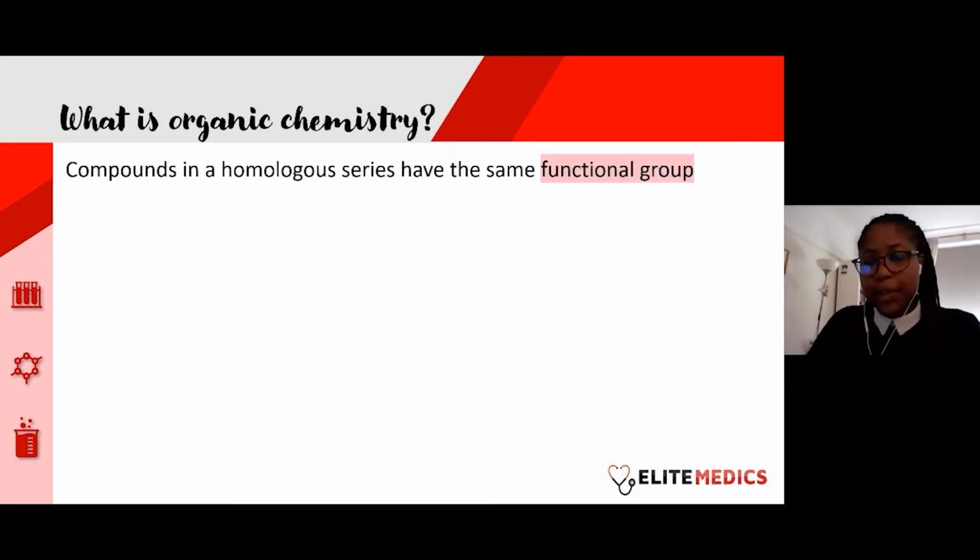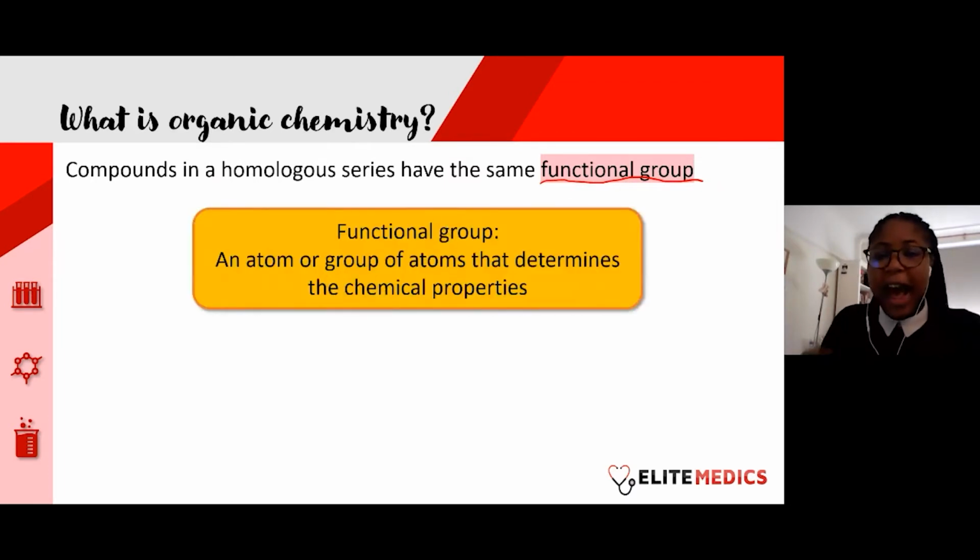Now, the reason why the compounds in a homologous series have similar chemical properties is because they all contain the same functional group. A functional group is just an atom or a group of atoms that all the compounds have. That atom or group of atoms influences the compound's chemistry, so it influences how those compounds are going to react. And that's why all the compounds have the same chemical properties: they have that same functional group, that same atom or group of atoms.